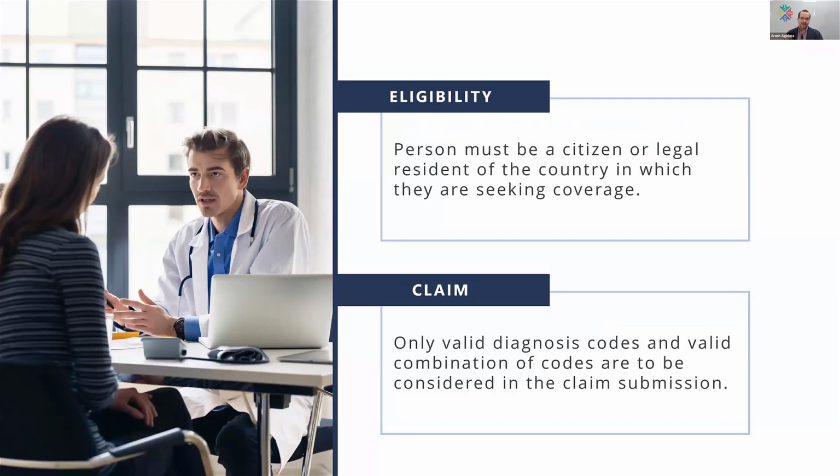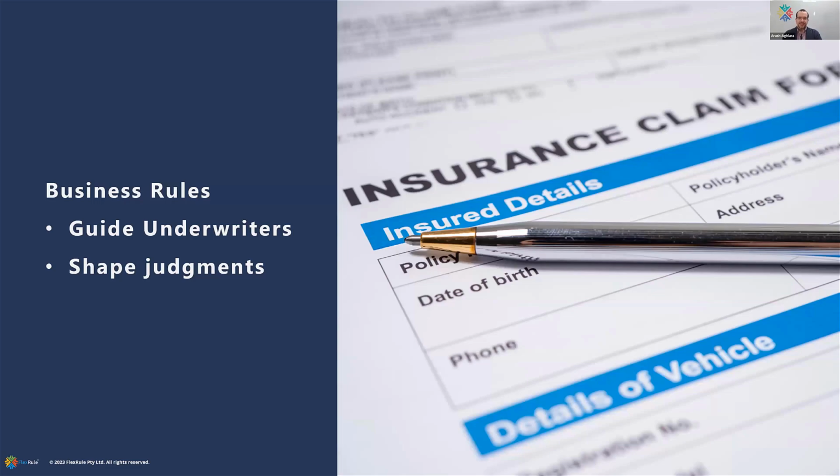And these are just some examples, right? These examples are across many different types of insurance, from general insurance, health, business, property, casualty, and so on. For instance, based on your insurance provider, you might need to be a citizen or legal resident of a country when you're seeking health coverage. As we see in these examples, business rules guide underwriters and help them shape their judgment about a particular case in a very specific situation.